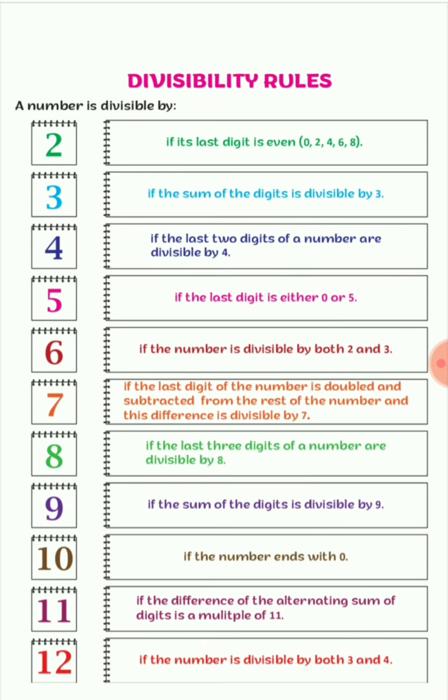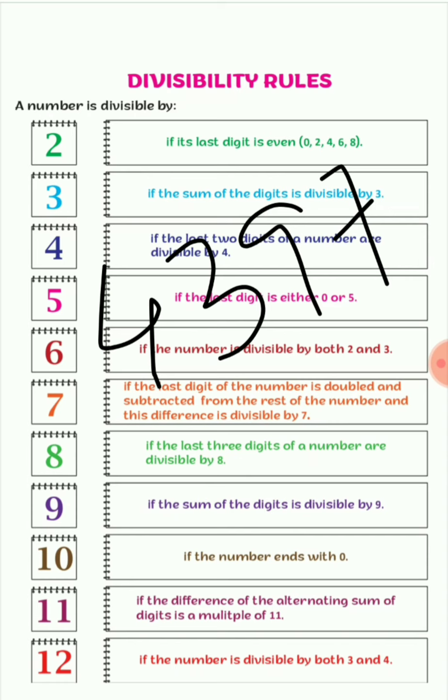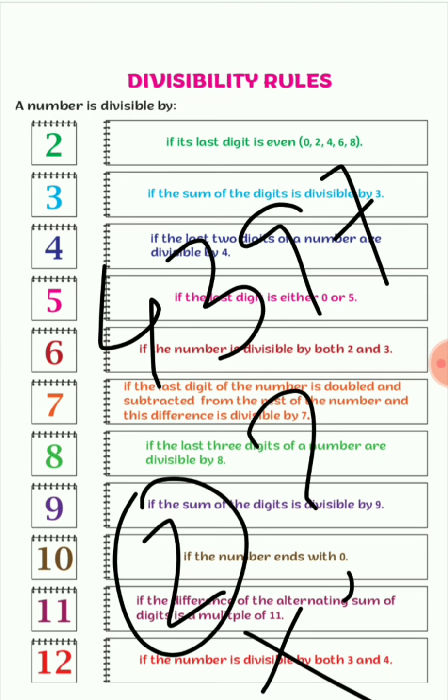Next, we take a large example. Suppose the given number is 4397. Will this number be divisible by 6? Now easily we can check it. First we check the divisibility by 2, then we check the divisibility by 3. If we check the divisibility by 2, the last digit is 7, which is not even. So the given number is not divisible by 2. So there is no need to check divisibility by 3. Hence this will not be divisible by 6.